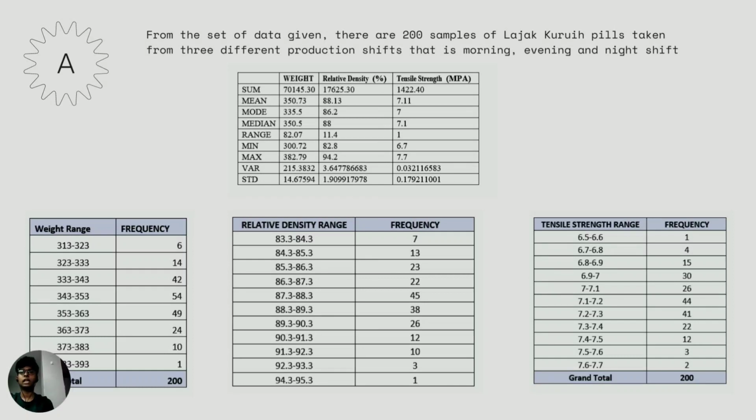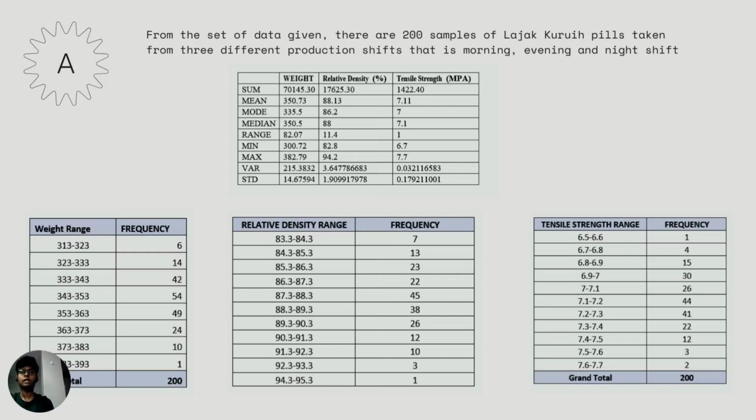From the set of data given, there are 200 samples of Lajak Array H taken from 3 different production shifts, that is morning, evening, and night shift. The first table contains the sum, mean, mode, median, range, minimum, maximum value, variance, and standard deviation for each factor: weight, relative density, and tensile strength. As you can see, it is already summarized based on the data given to us for this particular tablet, Lajak Array H.